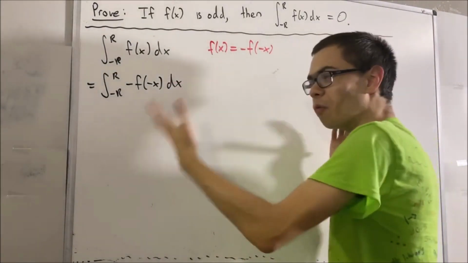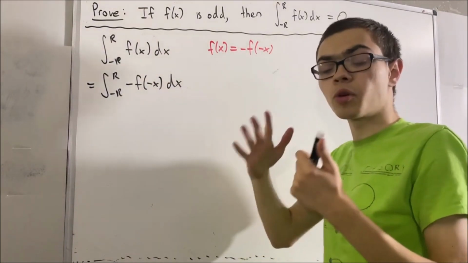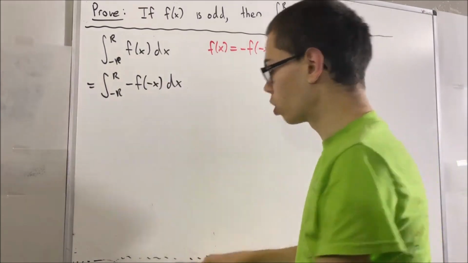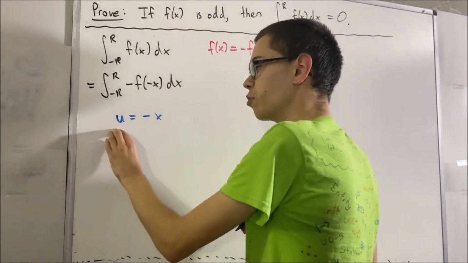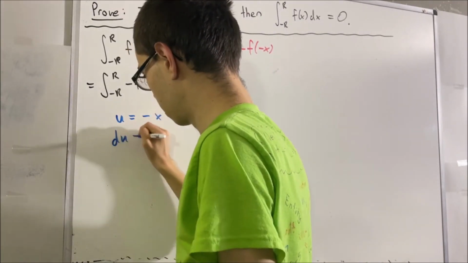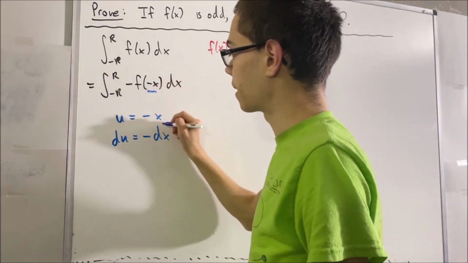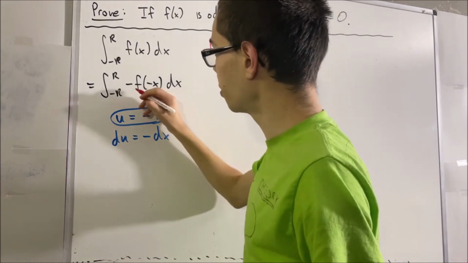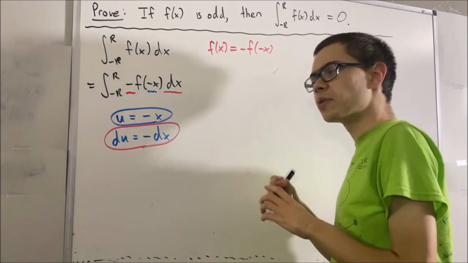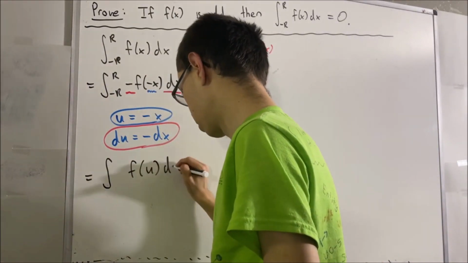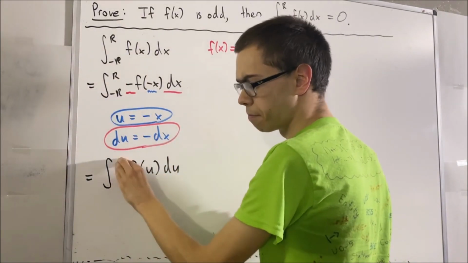Okay, so then what can we do from here? Well, it turns out what we're going to do here is we're going to perform a u substitution. We're going to set u equal to negative x. And therefore du is equal to negative dx. So really, what we're going to do here is we are going to replace the negative x with u, and we're going to replace the negative dx with du. If we do that, we will get this. But we still have to take care of our bounds of integration.